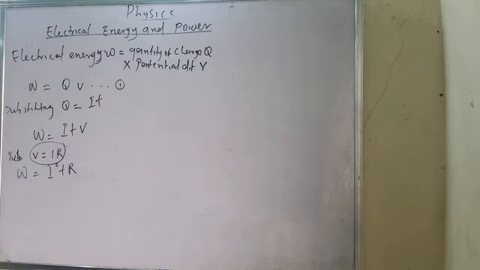Now, I can also say that I is equal to V over R. Which means my W, my electrical energy, can be equal to V squared T over resistance R. Now, these are equations that are useful in this field of electricity.